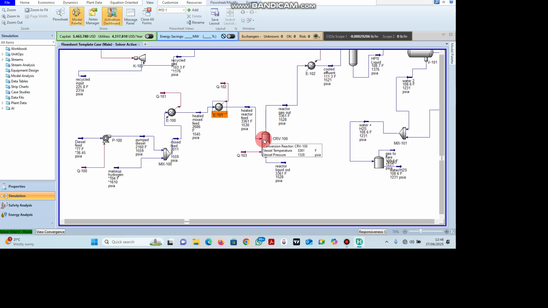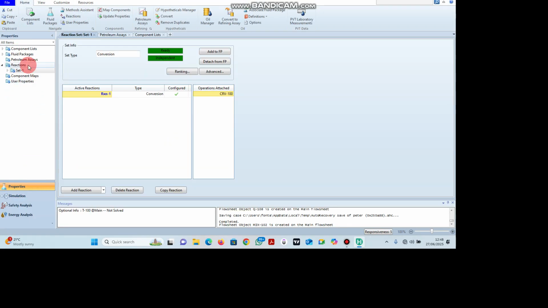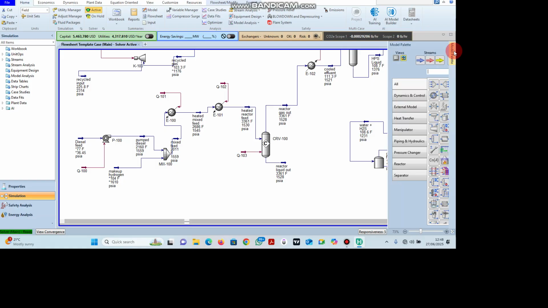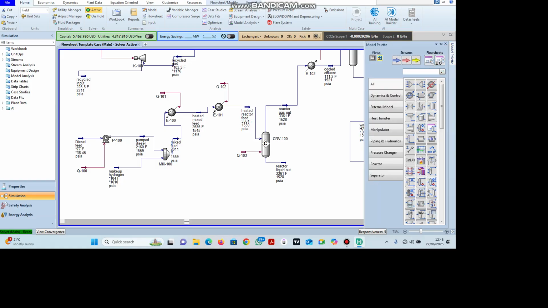So the next thing is we need a reactor. Remember, if you did not take this stage where you set your reaction, your reactor, there is nothing working at the level of the reactor, right? So you come to your model palette and you take reactor, or you type reactor, or you just simply come down here, click reactor.